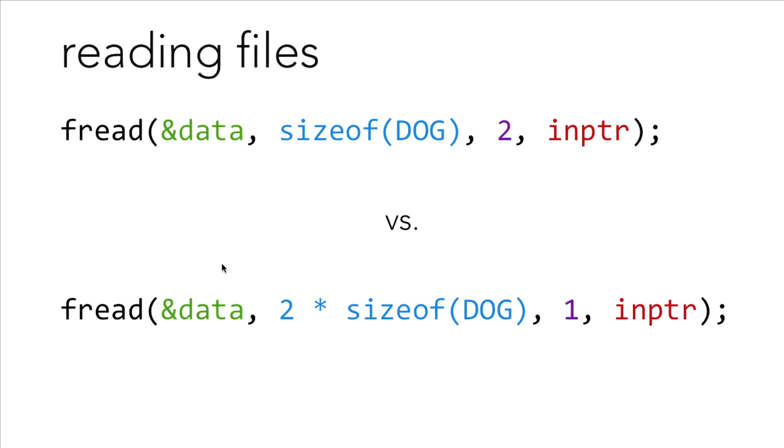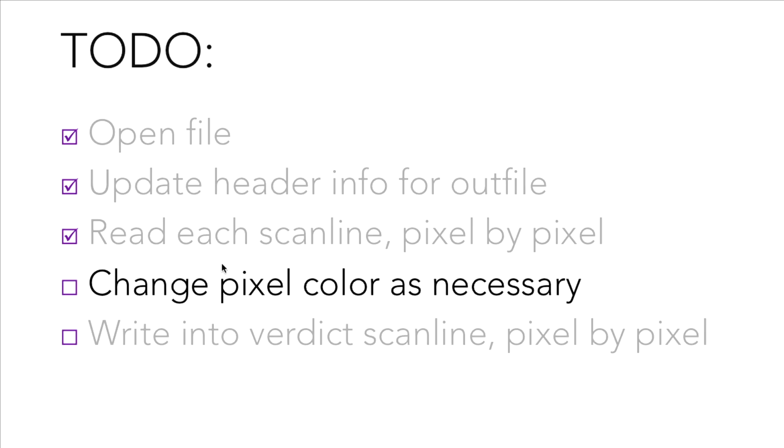Let's look at a little example. If I want to read into data 2 dogs, well, I can do it one of 2 ways. I can either read in 2 objects of size dog from my inptr, or I can read in 1 object the size of 2 dogs. So you see that depending on the way that you arrange size and number, you can read in the same number of bytes. Okay, so now let's change the pixel color as we need.